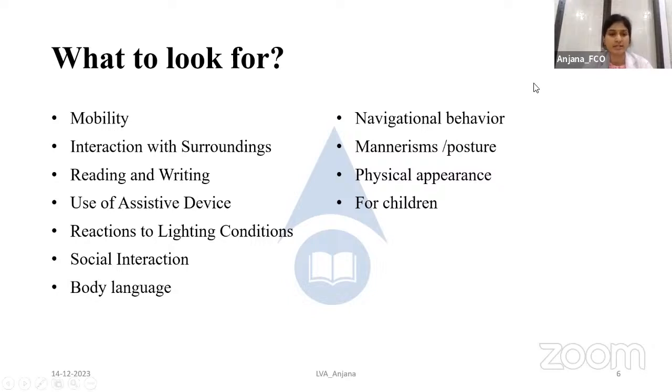Then observe social interaction: how they communicate and interact with others, and whether they use any particular communication strategies, such as listening closely and relying on verbal descriptions. And body language: the patient's eye movement and facial expressions. Then navigational behavior and mannerisms of posture, squeezing of the eyes, and physical appearance. And how to observe for children's obesity. We have to observe obesity.